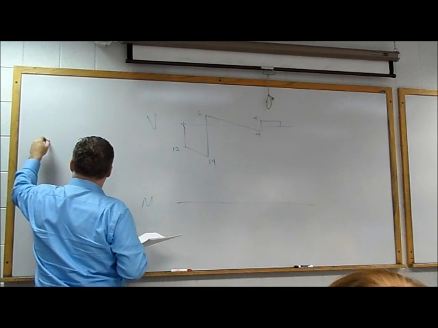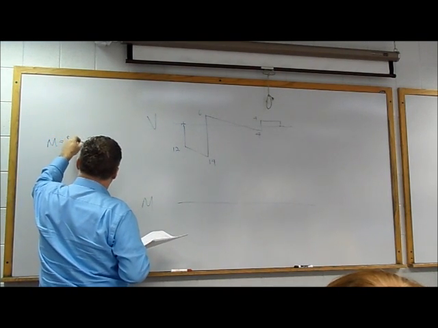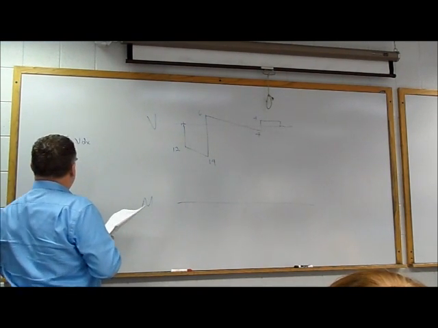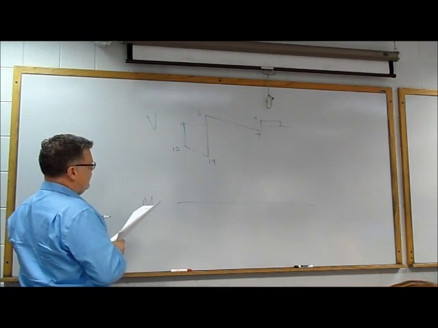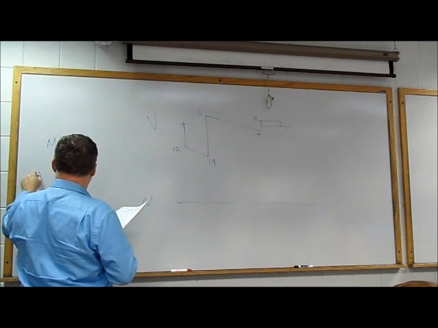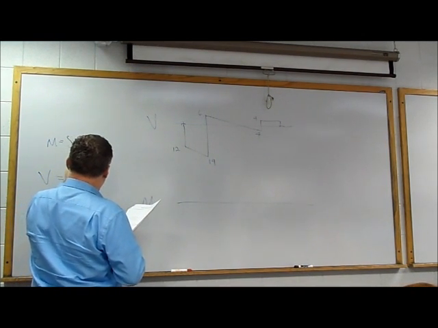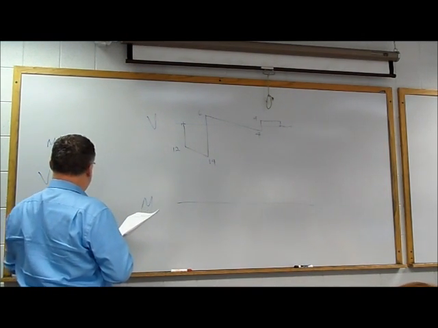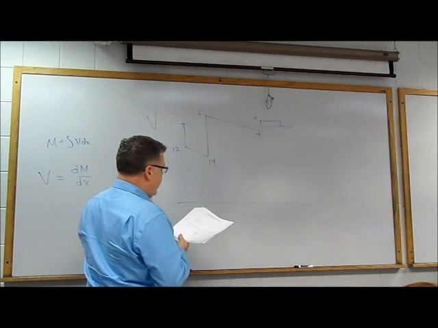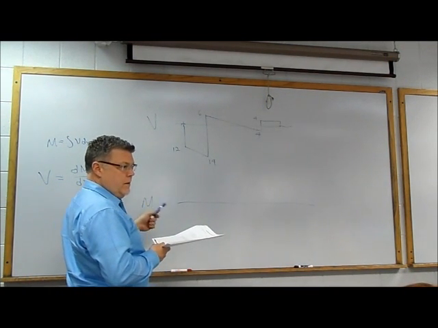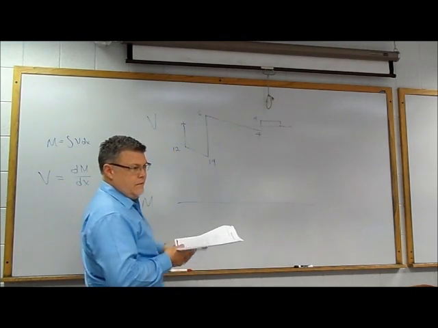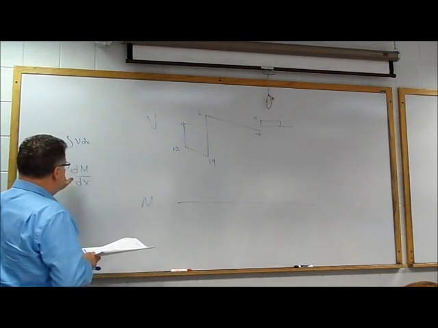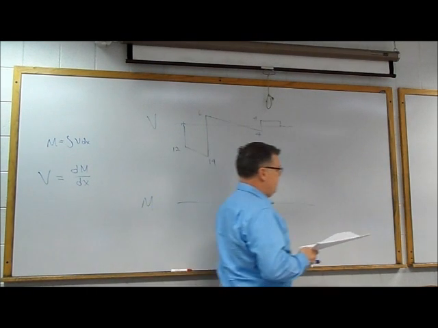Okay. Why is that? Because V is dM/dx. So a lot of times we can solve for a moment in a cross section and then take the derivative.